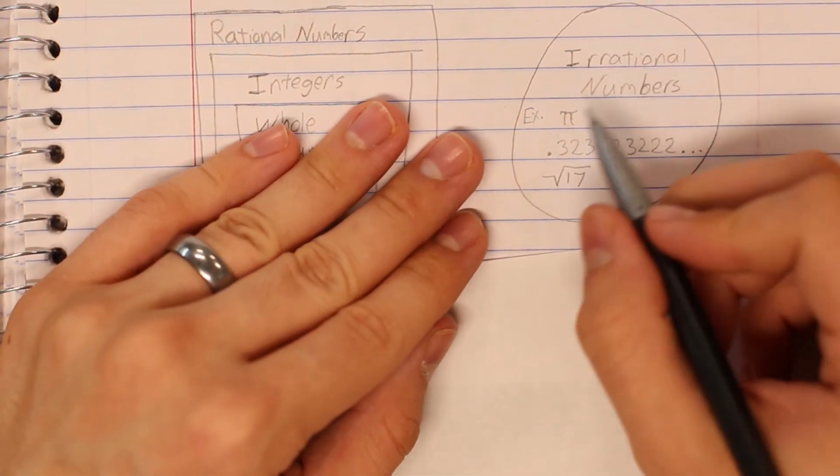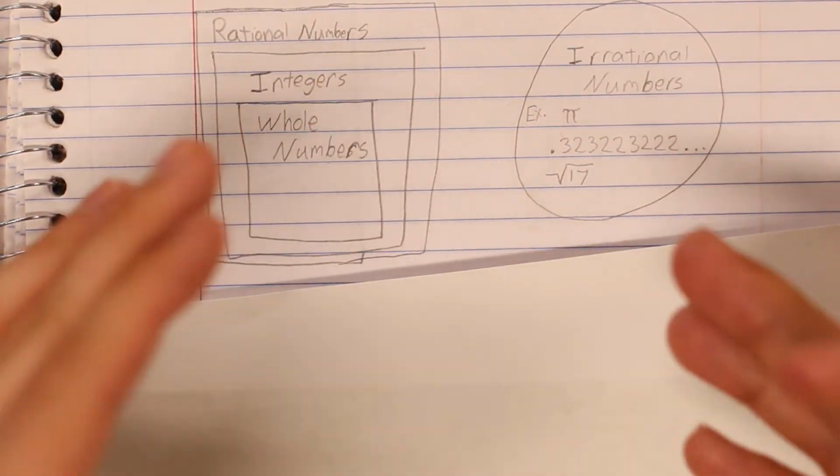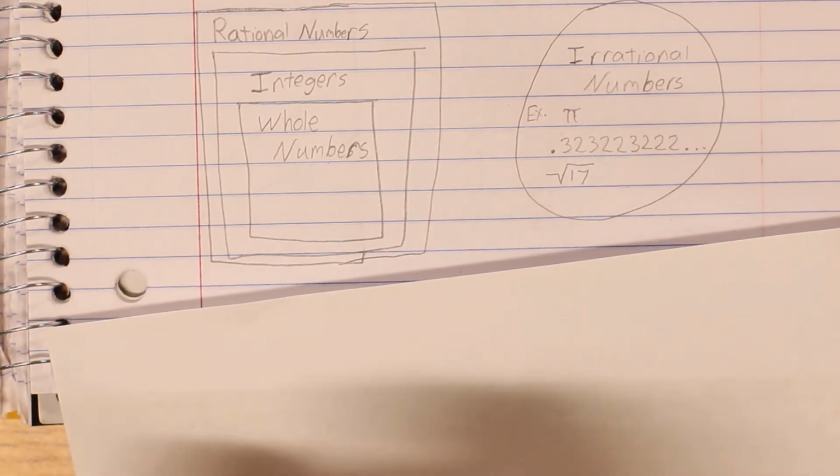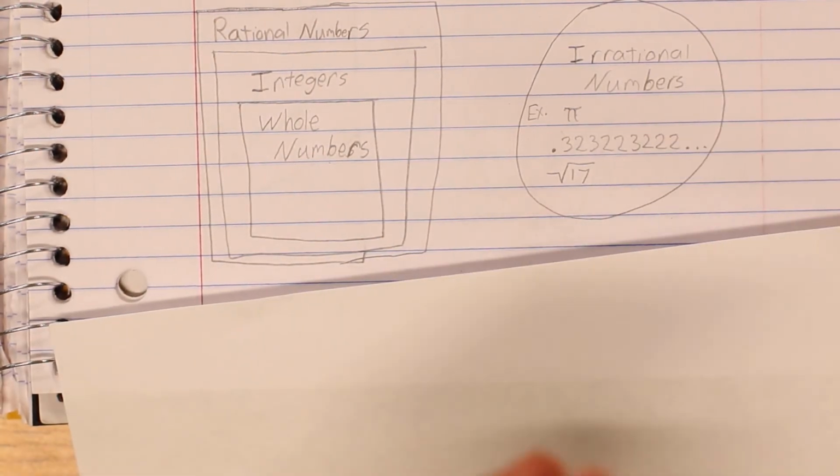So come into class and be able to answer these questions. What are some types of irrational numbers? In fact, why don't you think of some other numbers? Write some examples down for yourself and come into class and ask if they're right. If you come up with a really good one, I might give you a bonus point.